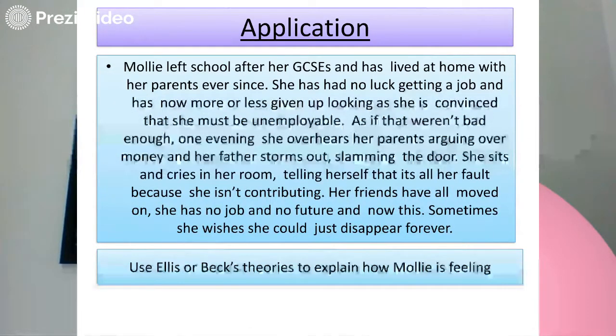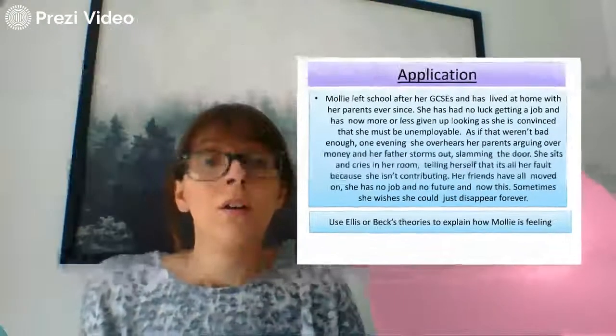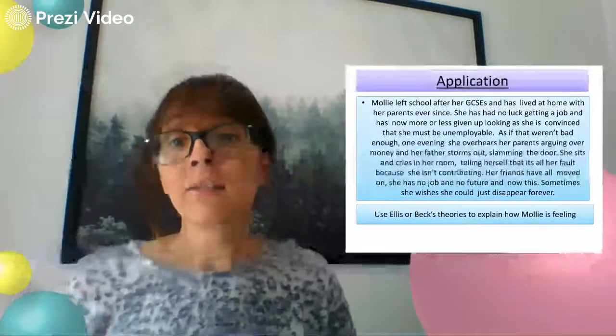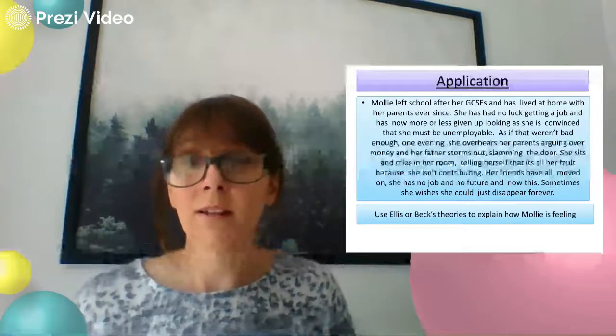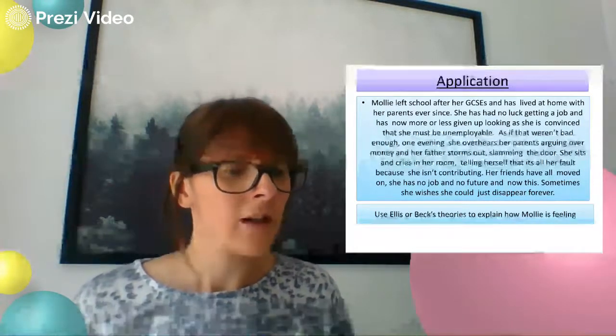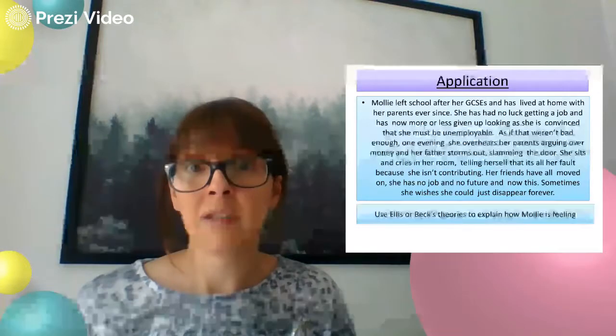So what I'd like you to do is use either the ABC model or the negative triad and negative schemas to explain how Molly is feeling, and try and pull out as much detail from the item as possible to support your points. Okay, so I can have a look through your notes and see what answers you've got and check those for you. But an example might be with the ABC model.